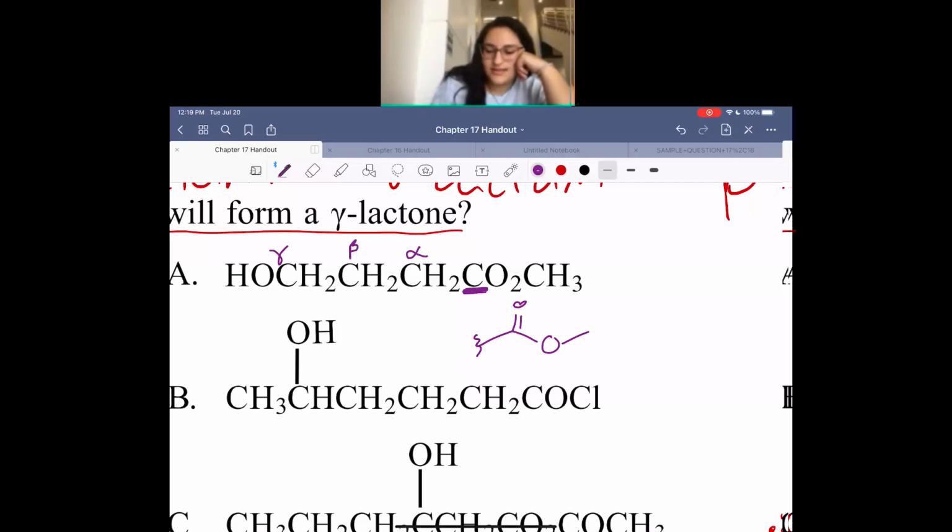Let's try this next one. This is the carbonyl carbon because COCl looks like this. So starting from there, we have alpha, beta, gamma, delta. So this reagent would make a delta lactone. We don't want that.